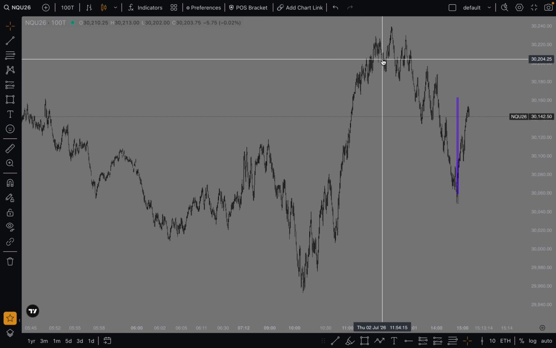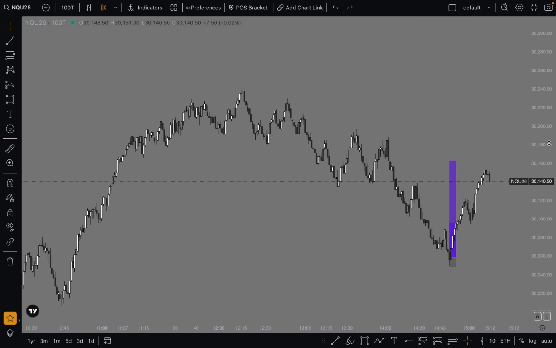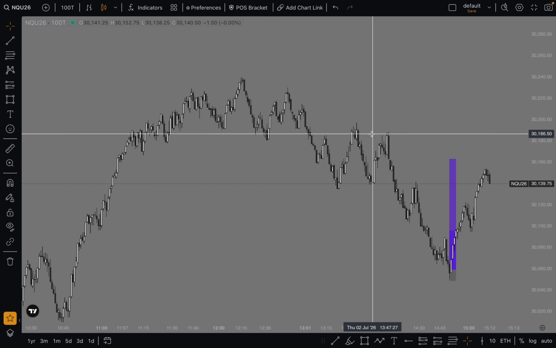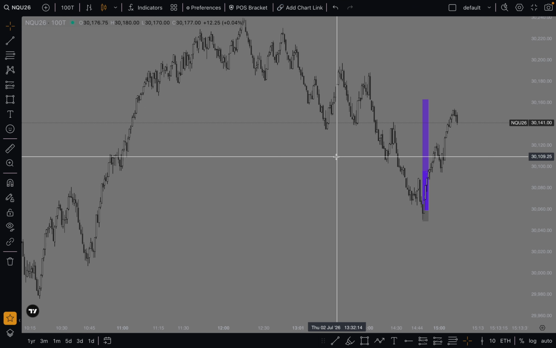Okay, so we made an aggressive move to the upside, taking out all that internal liquidity, and then you see it again. We're building lower lows, lower highs, lower lows, lower highs. Price is respecting its trend. It's making its move very slow. Now what I'm expecting is price to have a reversal.